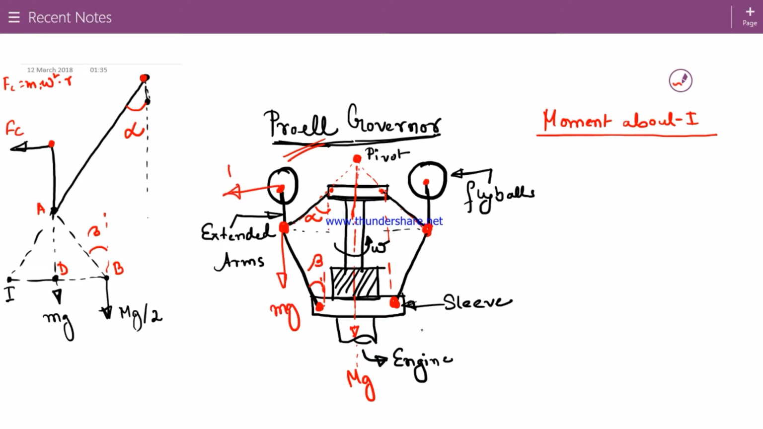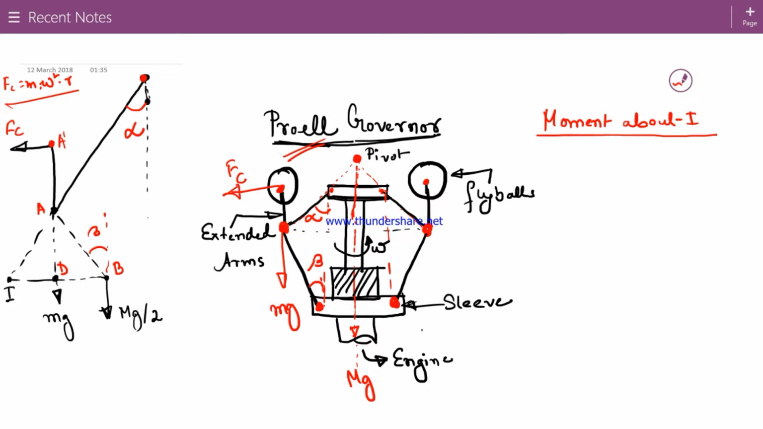here there will be a centrifugal force Fc, which is nothing but m omega square r. But the balls are not in the earlier position as in the case of the Porter governor. This is in the extended part. Let's suppose we call it A dash. In the extended portion of A dash, the position of the ball is there. So let's see what will be the instantaneous center, because we are deriving the expression of h, the governor height, using the instantaneous center method.